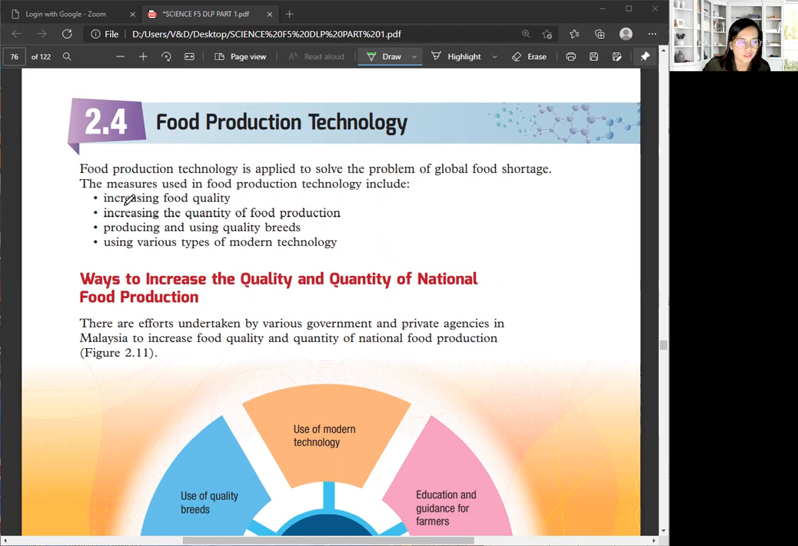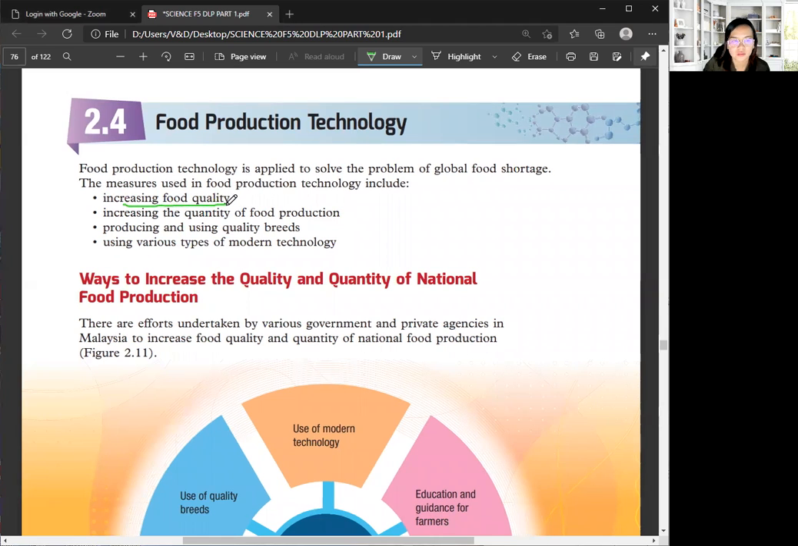increasing food quality, menambahkan quality makanan, increasing the quantity of food production, in terms of quantity. The first one is quality, the second one is quantity. Next, producing and using quality breeds. This is a quality source of food to produce in production of food. And then using various types of modern technology.